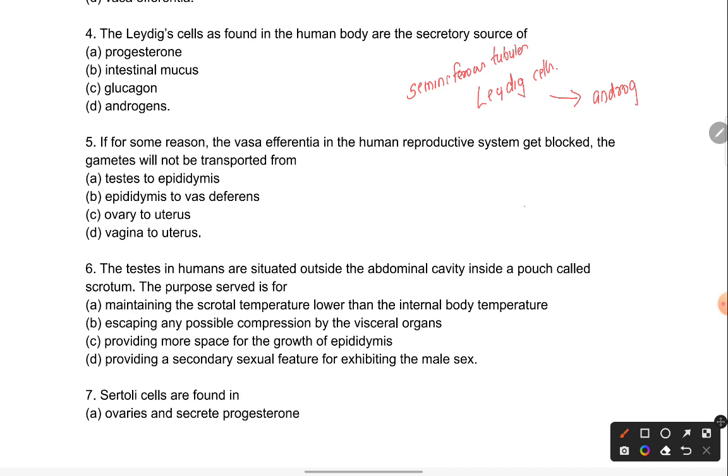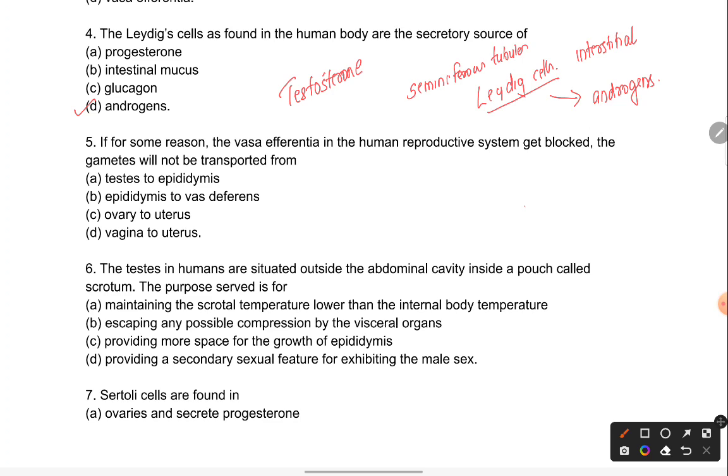The male hormones are together called androgens. So which is the correct option? D is the correct option. Again listen, because Leydig cells are seen in between the seminiferous tubules, they can also be called interstitial cells. So the androgens or the male hormones is the correct answer. Can you say any one androgen? One androgen is testosterone.